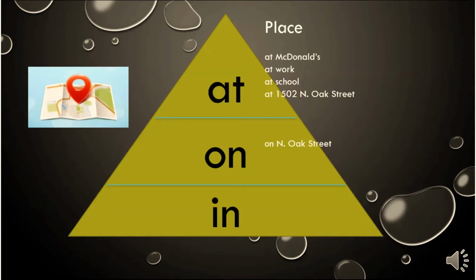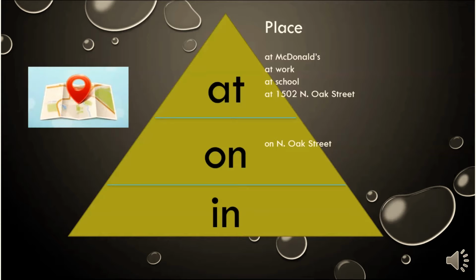Notice this. What's the difference between 1502 North Oak Street and North Oak Street? So, when you're talking about a specific house address, you would use a number. 1502. This is the house location, and it's very specific. You would use at. But if you're saying that you live on a street and you do not give the number or the house location, you would use on.